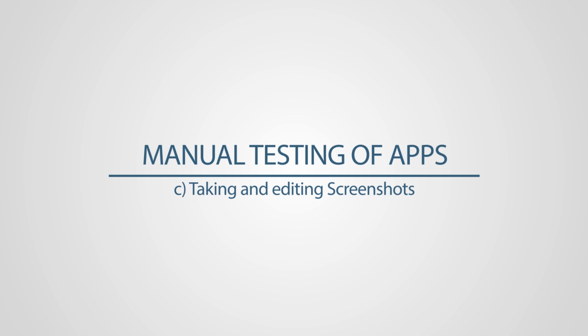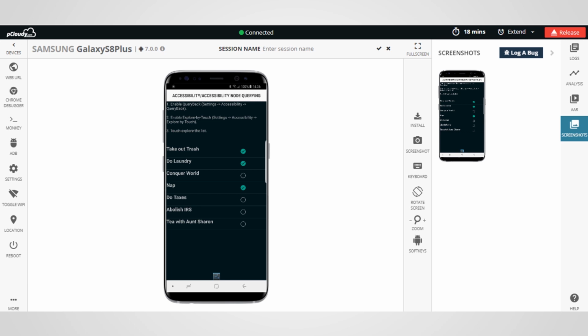Manual testing of apps. C. Taking and editing screenshots. To capture a screenshot, simply click on the screenshot button. A one-to-one pixel screenshot will be captured along with the skin of the device, and you can see the screenshot next to your device.